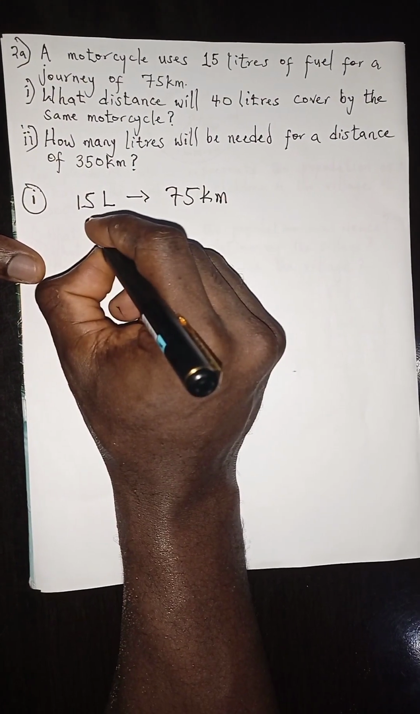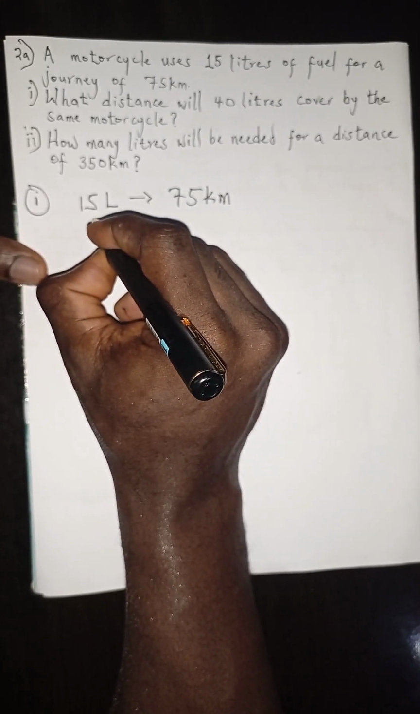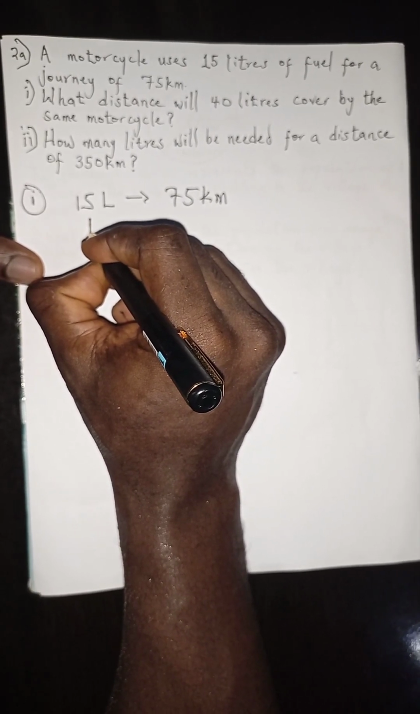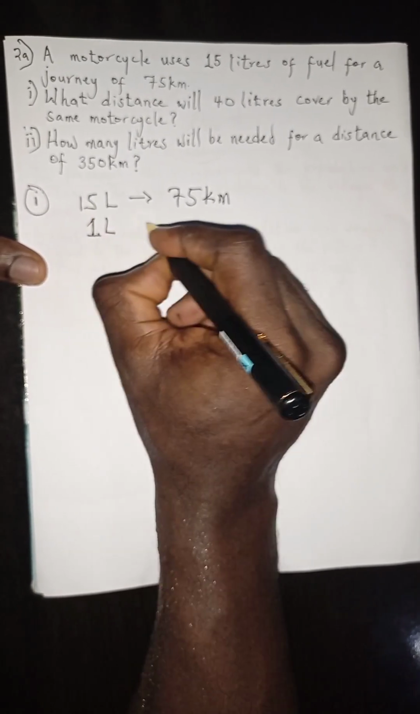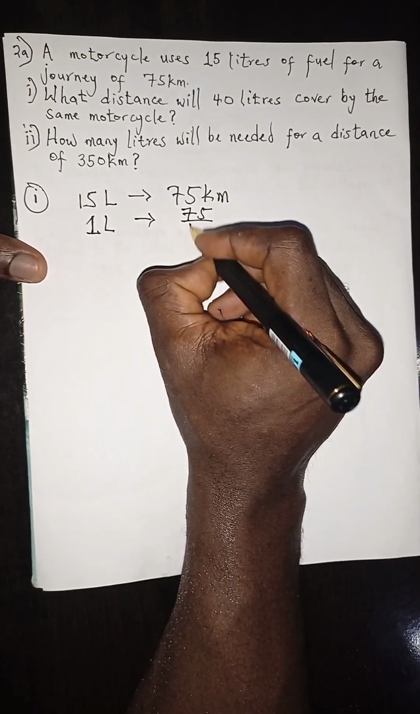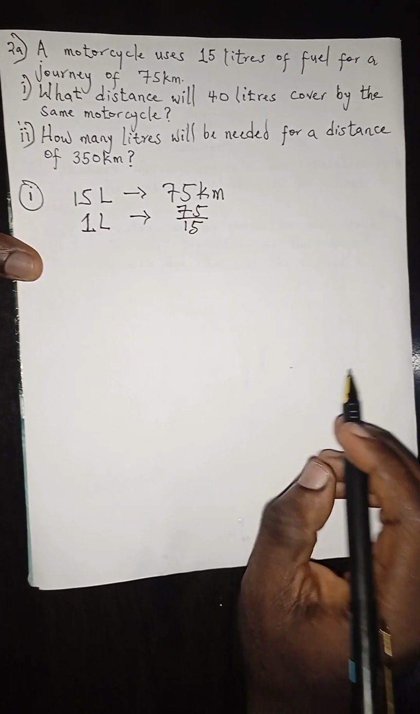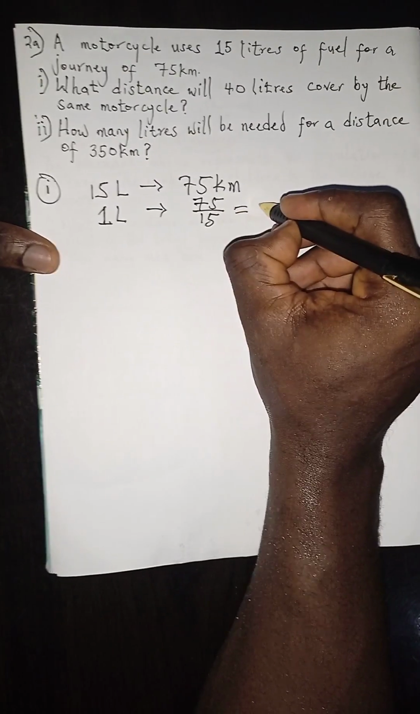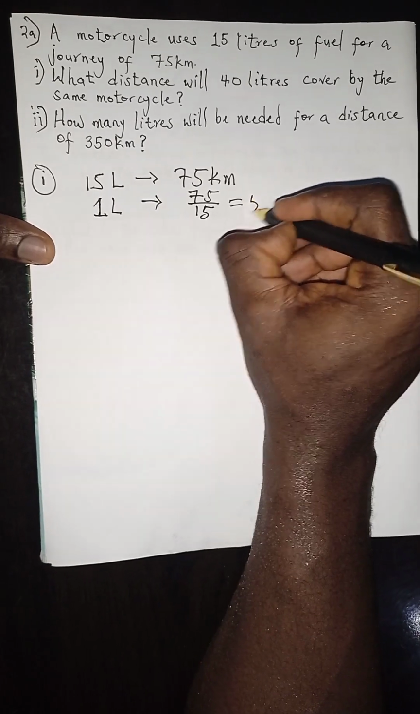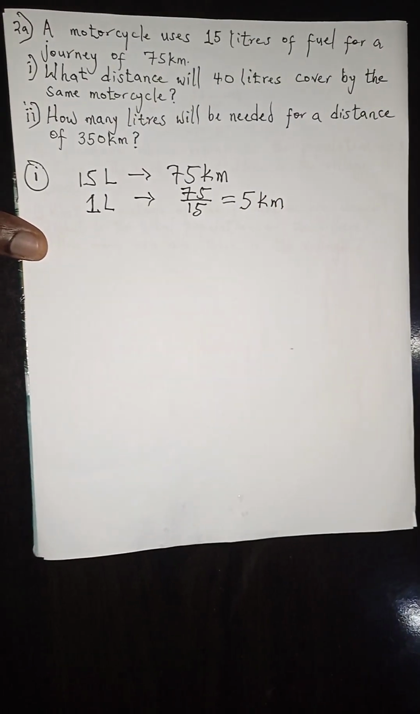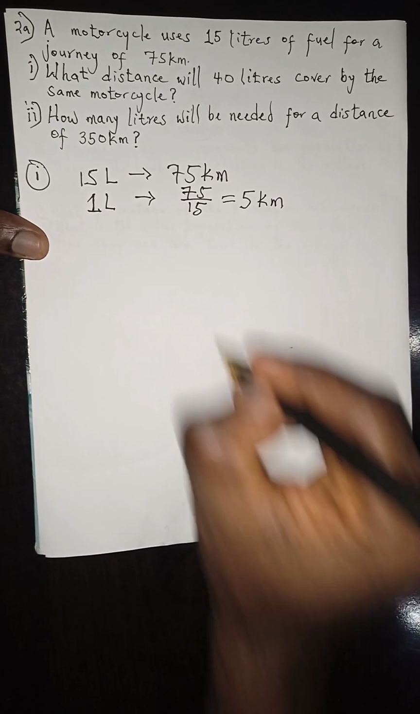So what am I going to do? I'll say 1 liter is going to cover 75 divided by 15, and that's going to give me 5 kilometers. Yes, so 1 liter is going to cover 5 kilometers.